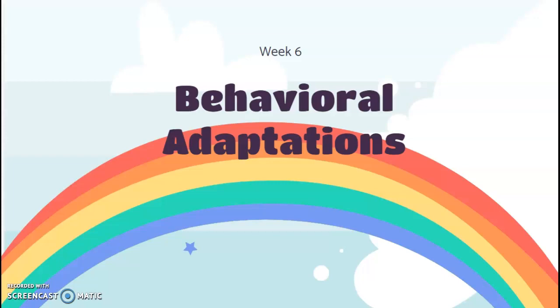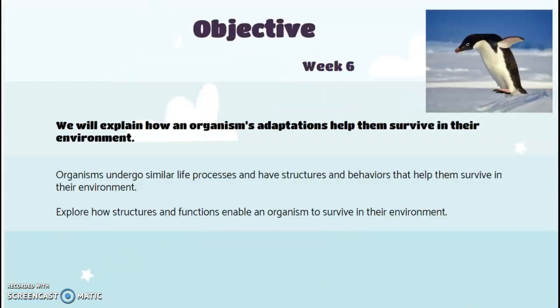Hey guys, so this is week 6 of science and we're doing behavioral adaptations. Okay, so the objective: you will explain how an organism's adaptations help them survive in their environment. Organisms undergo similar life processes and have structures and behaviors that help them survive in their environment. Explore how structures and functions enable an organism to survive in their environment.